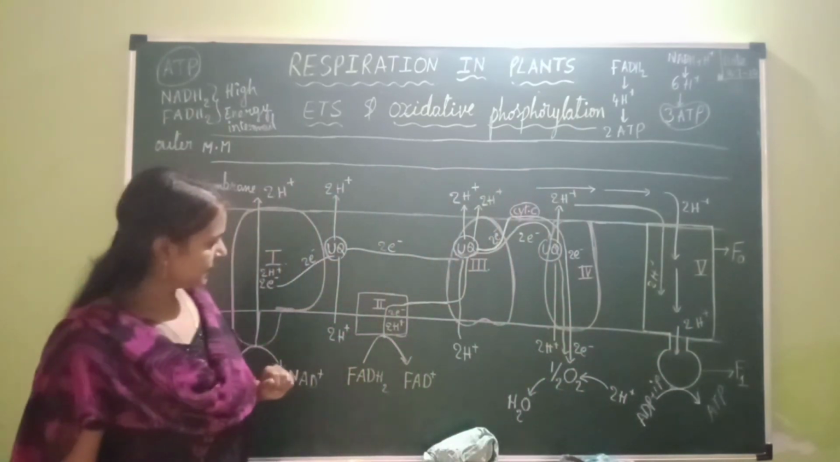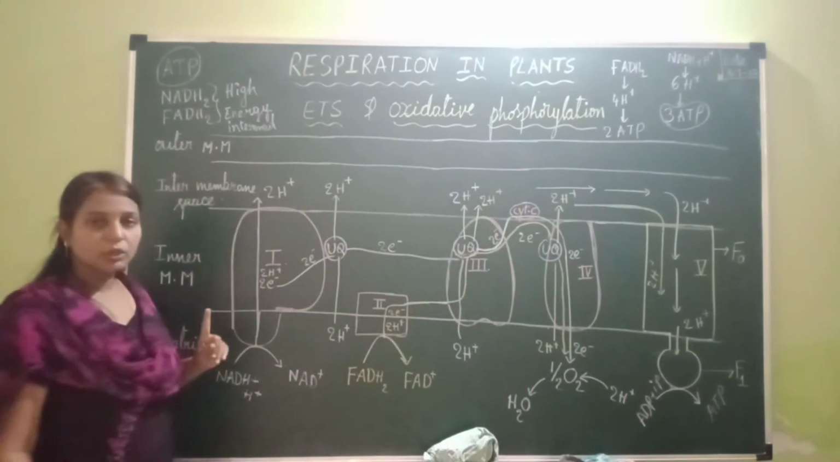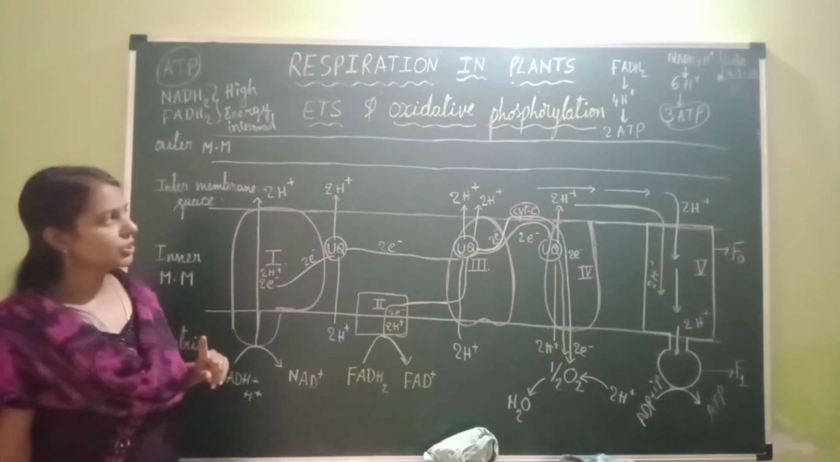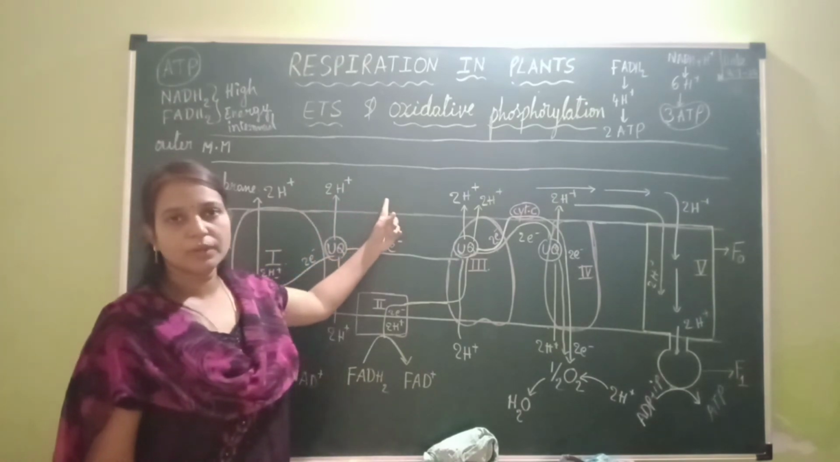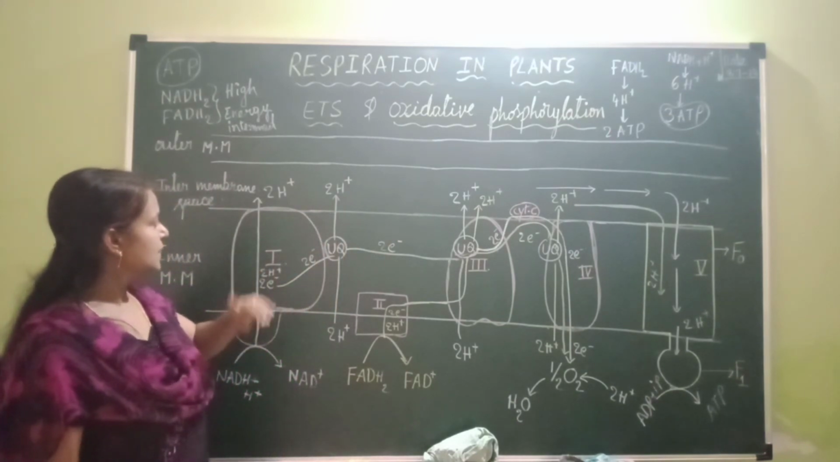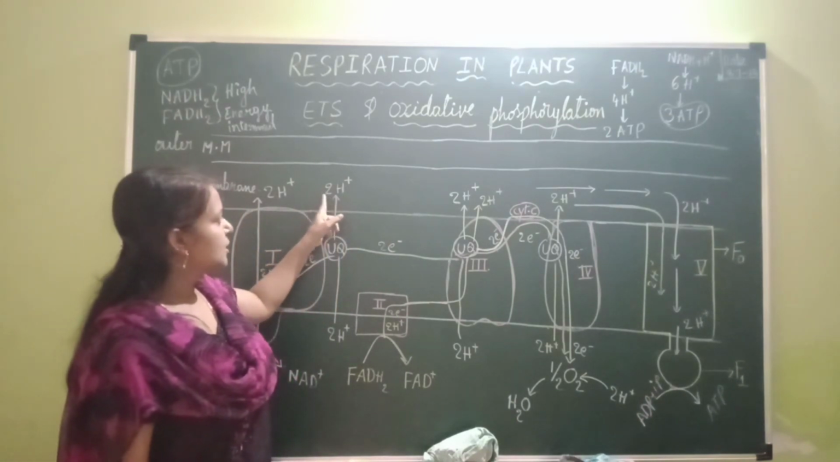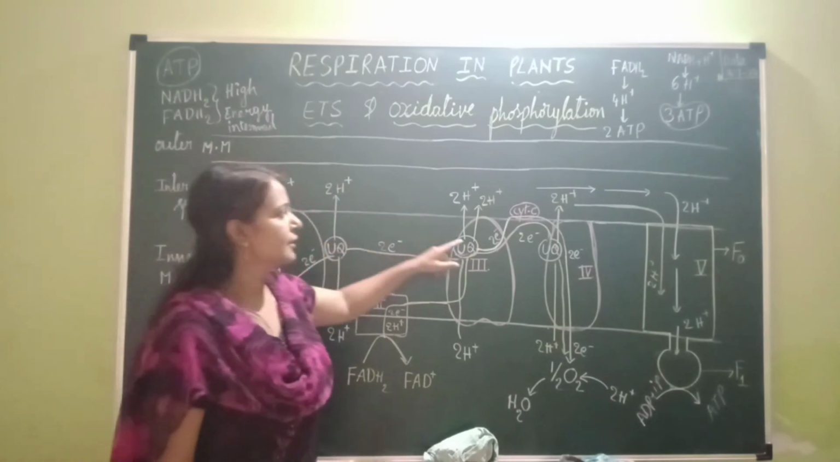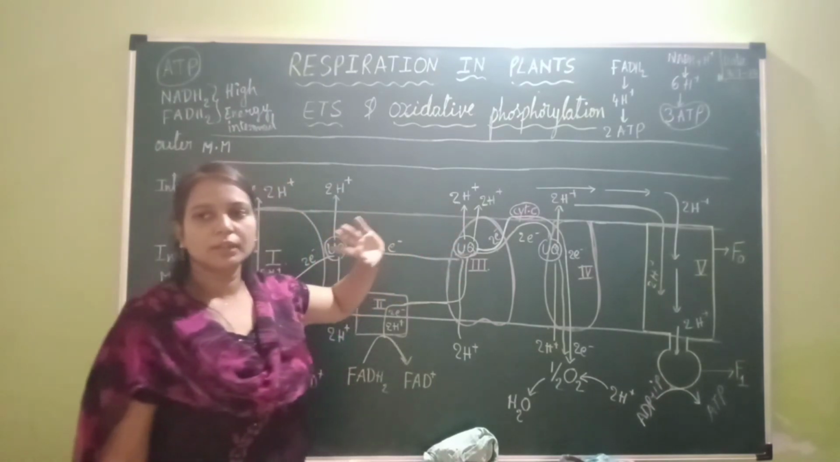And when one molecule of NADH2 undergoes oxidation, how many protons are transported into the intermembrane space? 6 protons are transported into the intermembrane space. So 4 protons are transported from the first complex and 2 protons are transported from the third complex.